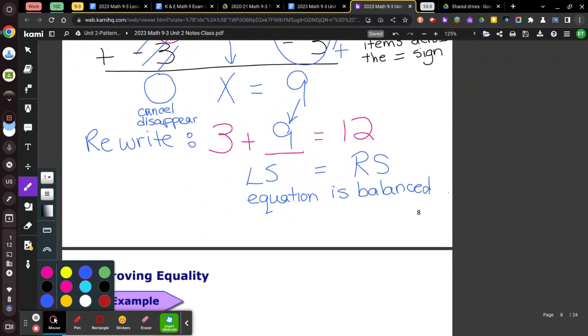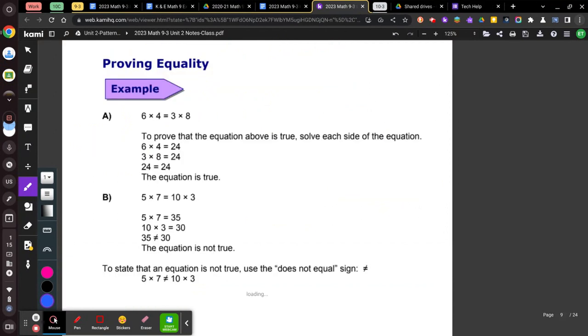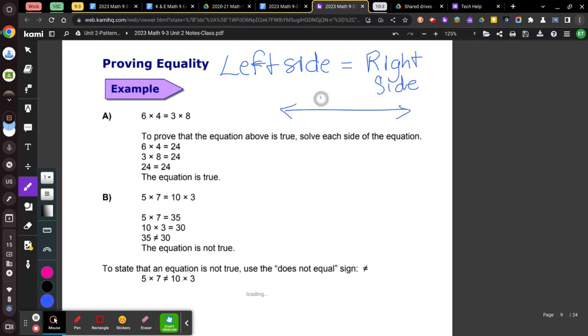Okay, turn your page. I'll give you a minute to finish writing that down, then turn your page. So now proving equality. This is where we want to check that the left side is equal to the right side of our equation. That's when we know that it's balanced. It's level and balanced. Okay, our fulcrum is level, and that's what we want for an equation. We want it balanced.